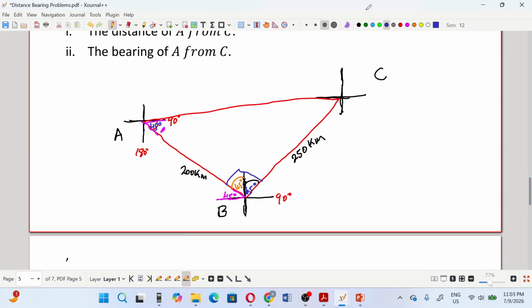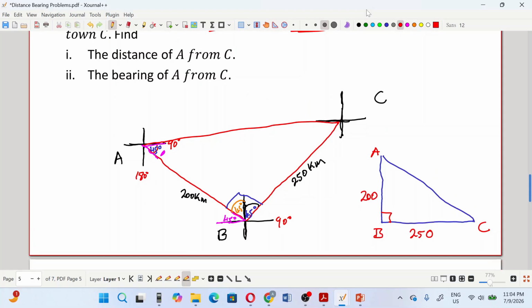Then we can justify that we can draw something like this from this particular diagram. We can draw a right-angled triangle. We can draw this way, right? And this is gonna be our B, because that's where we have the right-angled triangle, and this is our A, and then we have our C, and the distance between A and B is 200, and the distance between B and C is 250 kilometers, right?